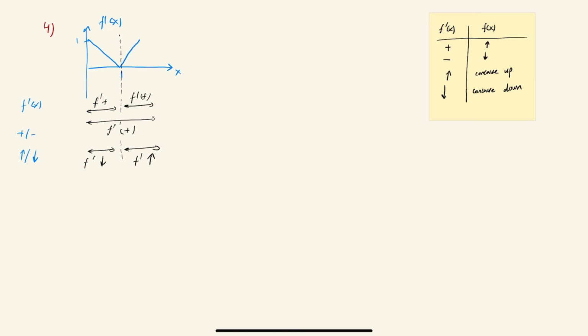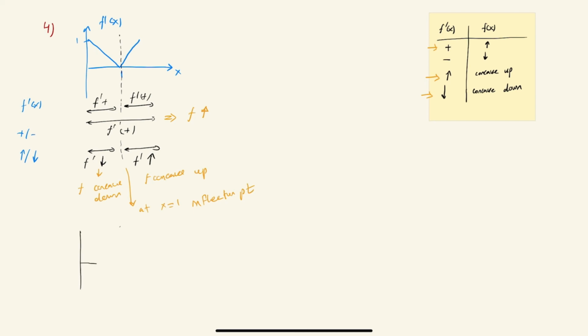Now from the yellow notes, f prime of x is positive. That means the function f of x is going to be increasing. And then where f prime of x is decreasing, that means f of x is going to be concave down on this interval. And then where f prime of x is increasing, f of x is going to be concave up on this interval. And then between these two concavities, we're going to have an inflection point. And that's going to be at x equal to 1.